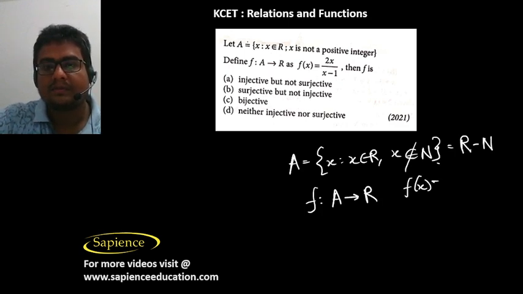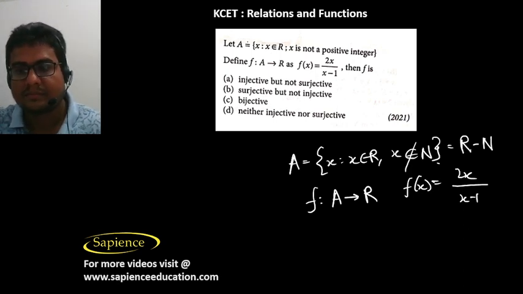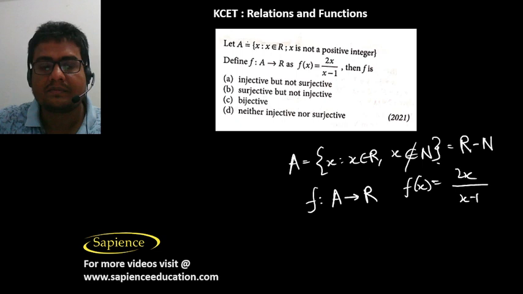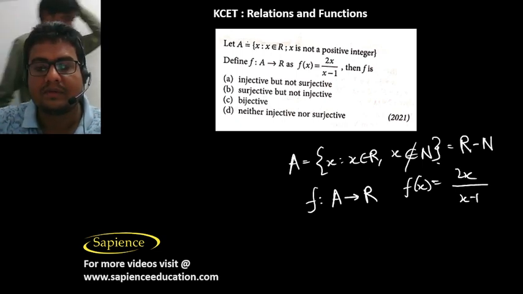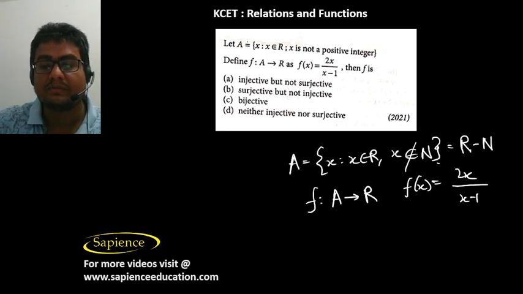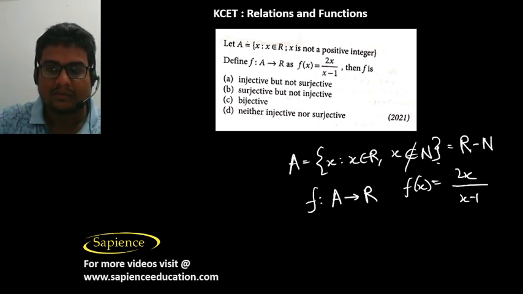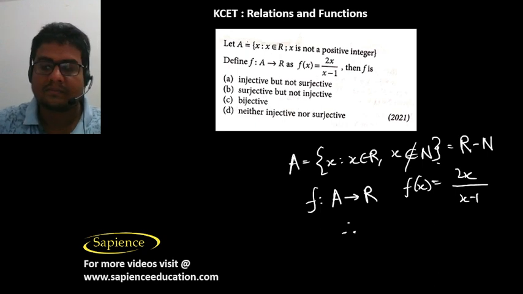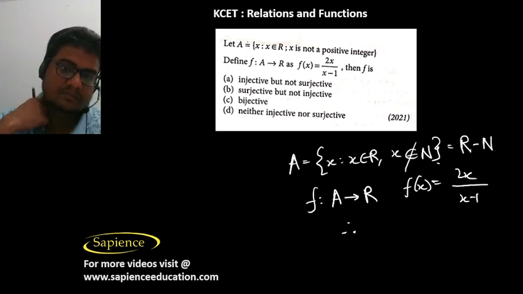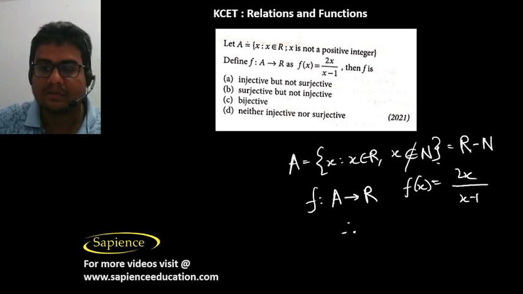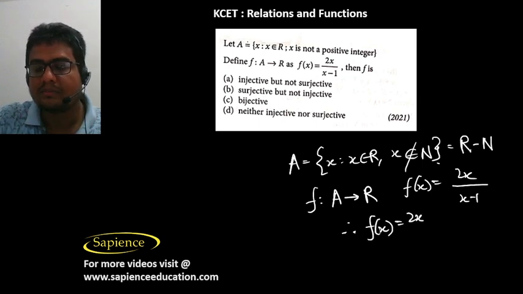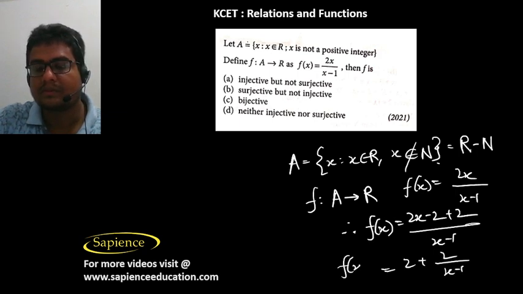And f of x equals 2x by x minus 1. Then f is injective but not surjective, that we have to find. If it is injective or surjective, that we have to find. Now therefore this f of x can be written as 2x minus 2 plus 2 divided by x minus 1. So this will be written as f of x equals 2 plus 2 by x minus 1.